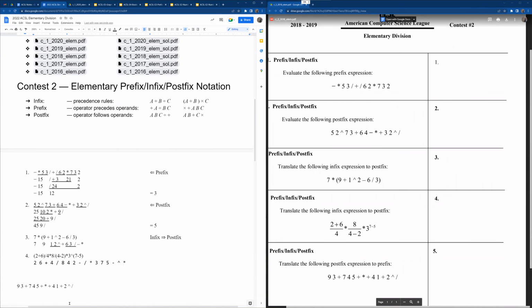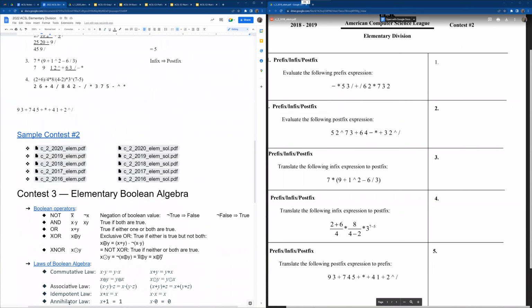So basically what we did here is copy down all the operands, and then you put the operator after the 2 operands that you need to work on right away, right? So that's it.